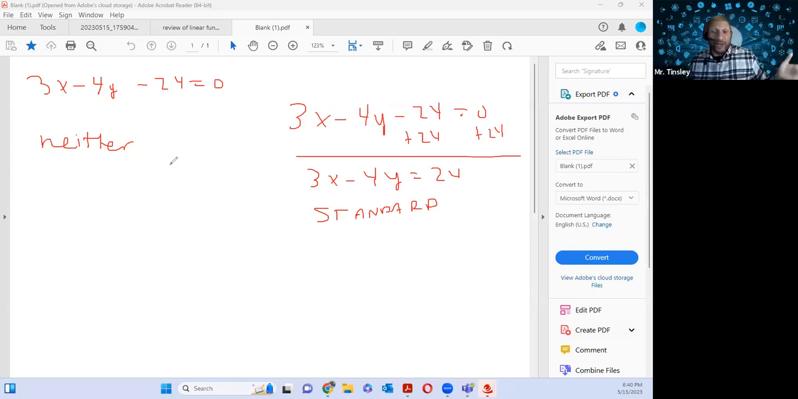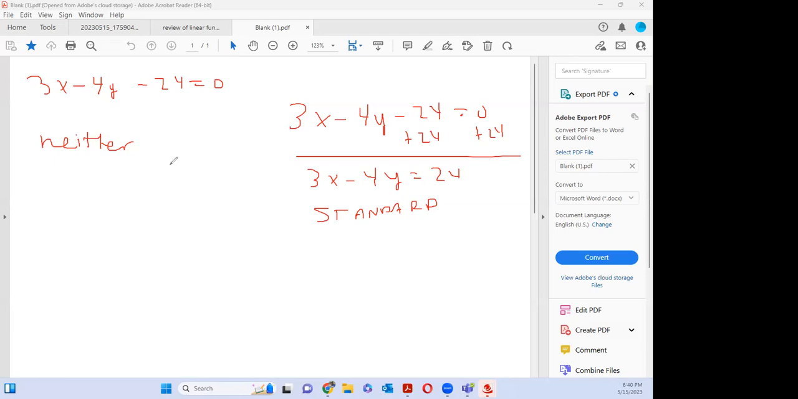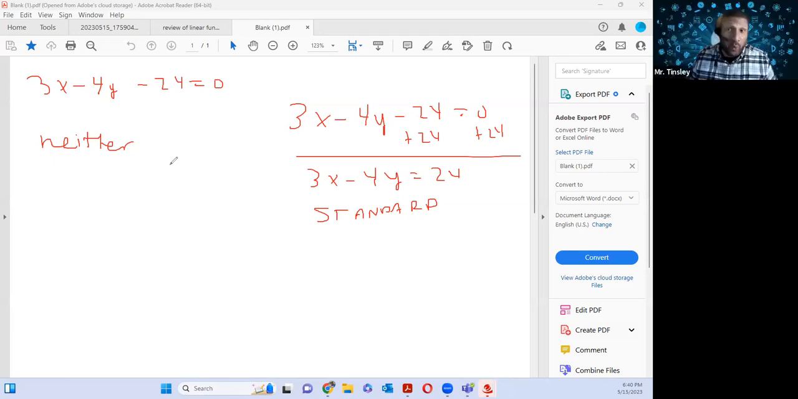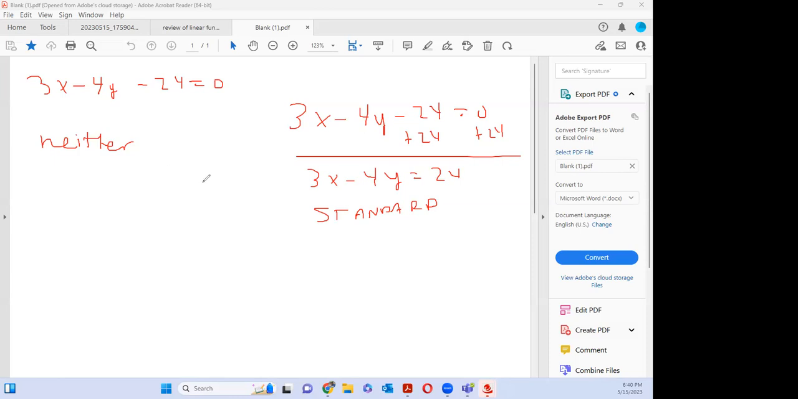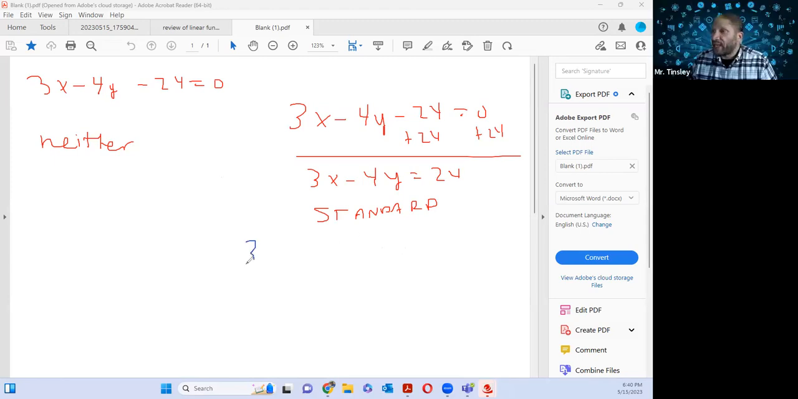That's like $1 can be changed into 4 quarters. 4 quarters can be changed into 10 dimes. 10 dimes can be changed into 100 pennies. 100 pennies can be changed to a $1 bill. Remember, these are different forms. So let me change my color. 3x minus 4y minus 24 equals 0.